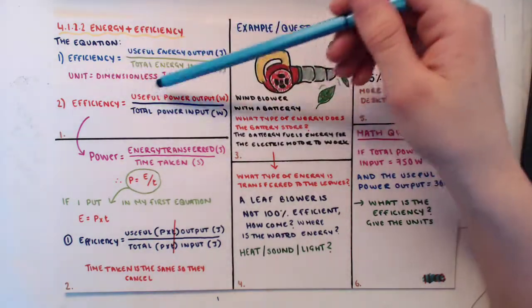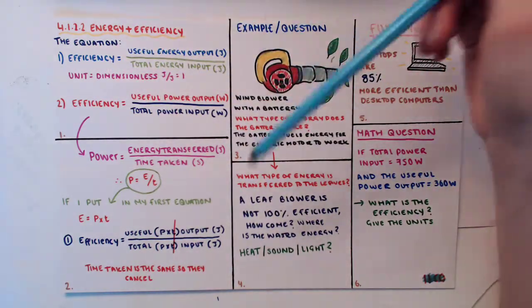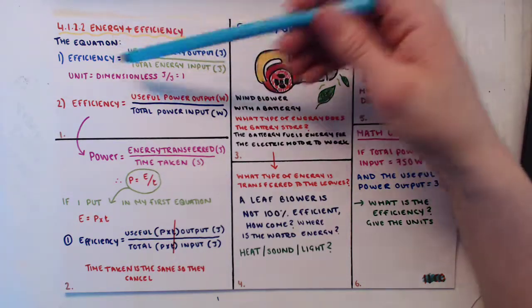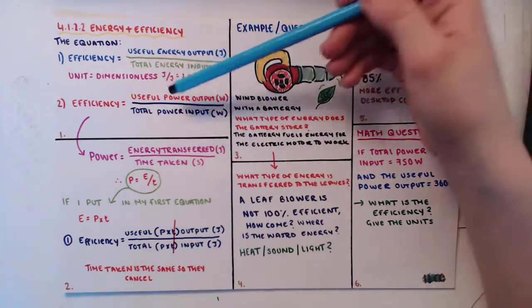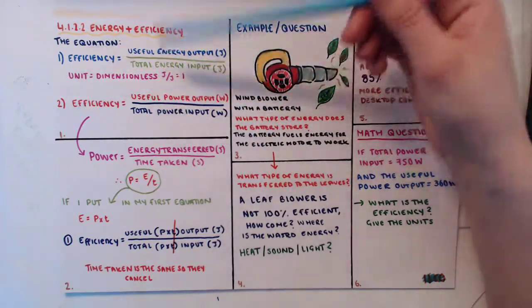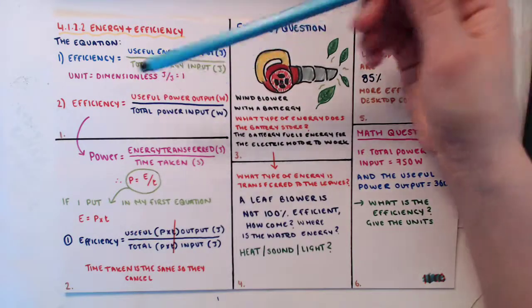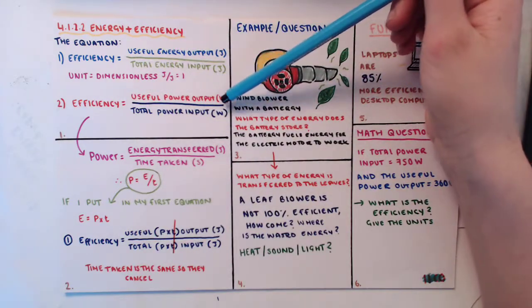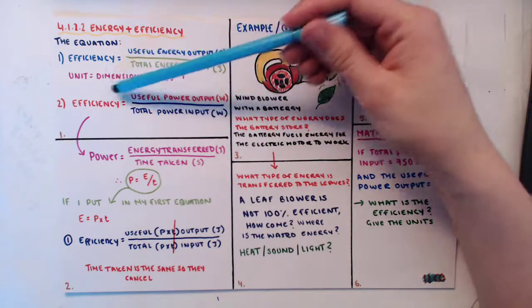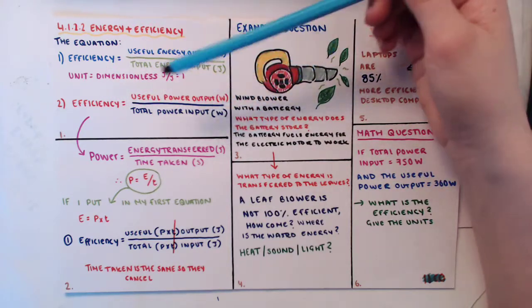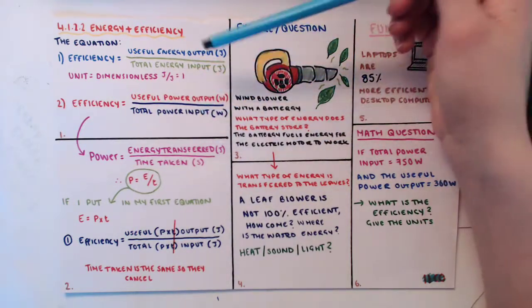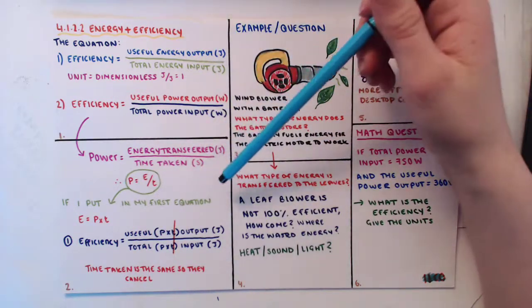Now the unit for efficiency is dimensionless, and what that means is it doesn't have a unit. We know that from the equation, because joule divided by joule is just 1. So the unit for efficiency is nothing. Another equation for efficiency is the useful power output in watts divided by the total power input in watts. Again, the unit is dimensionless, watts divided by watts. Efficiency has no unit.